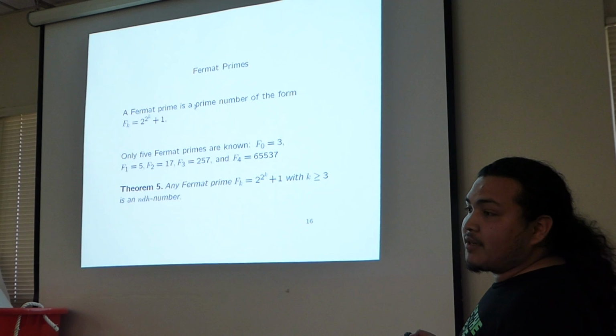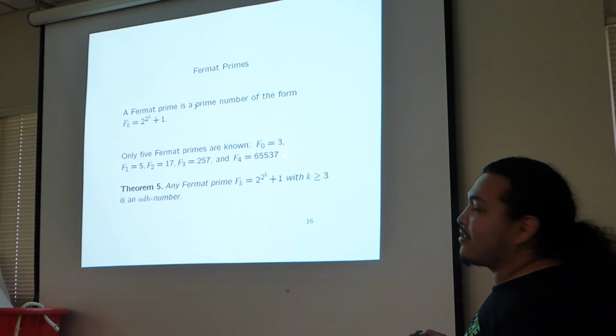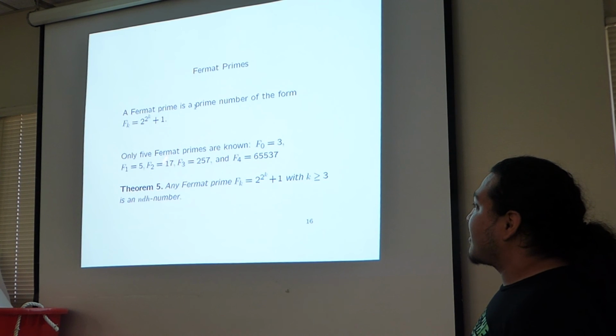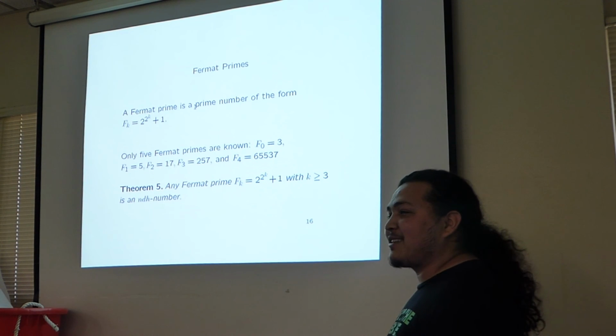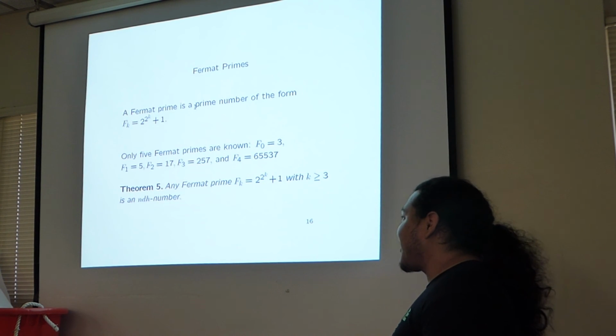we know that they're prime numbers. So when you plug in 0, you get 3. We know that's prime. You plug in 1, you get 5. That's prime. 17, prime. 257, a little bit harder to see that it's prime. And then 65,537, a little bit harder to see that it's prime. You have to work through it.